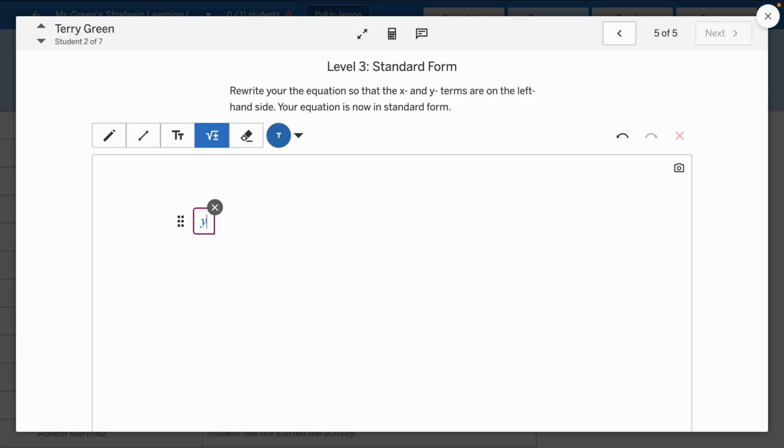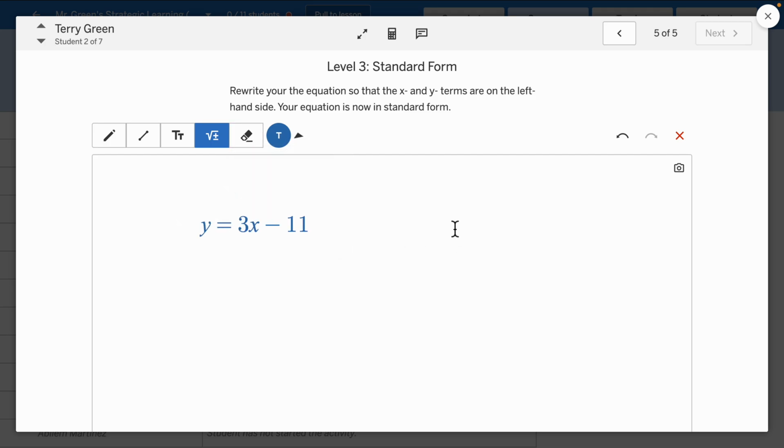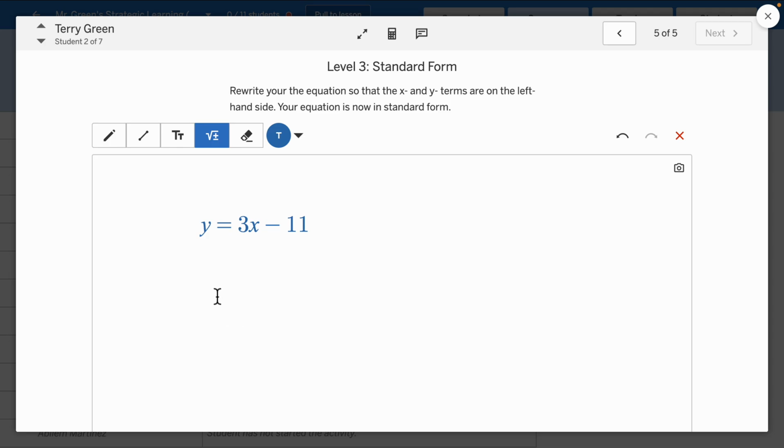Then finally, we're going to take this y equals 3x minus 11. Okay, make sure I did it right. Yep, take the y equals 3x minus 11. I am going, standard form looks like this, and a is greater than 0.